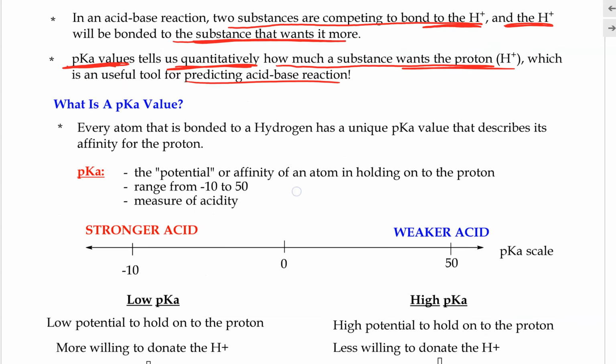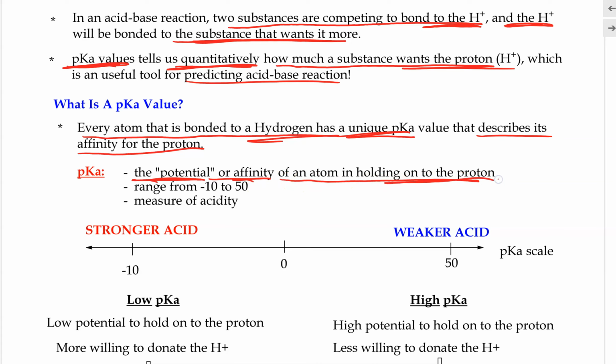So first, what is a pKa value? A pKa value is a value that can be used to describe how much an atom wants a proton. Every atom that is bonded to a hydrogen has a unique pKa value that describes its affinity for the proton. We can define the pKa value as a value that corresponds to the potential, or the affinity, of an atom in holding on to its proton. This pKa value can range anywhere between -10 and 50, and it is a measure of acidity.